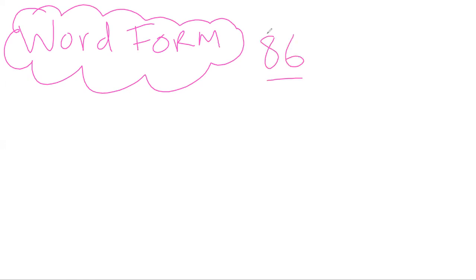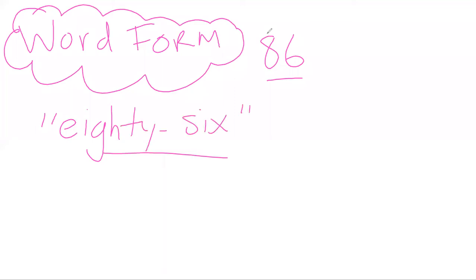Right? So word form is exactly that. It is writing numbers out as words. So we'll take a number and first we're going to write it in standard form. Let's take 86. Well, I read what I say and I write what I say. So 86, we're going to write that in word form: eighty-six. Boom, done. That's it, right?